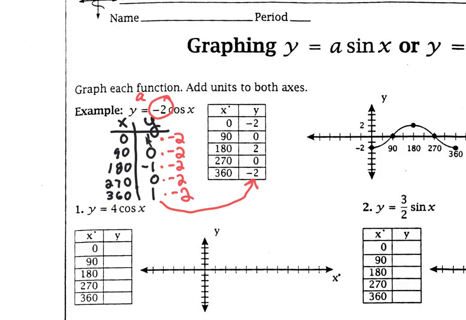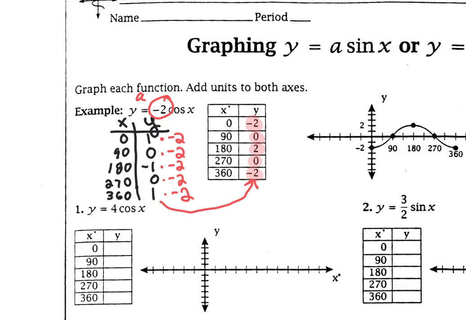So if I do 1 times negative 2, you see we get negative 2. If I do 0 times negative 2, you can see we get 0. If I do negative 1 times negative 2, the product of two negative numbers is a positive number. And then if I take some time to do 0 times negative 2, that's just 0 right there. And then 1 times negative 2 is negative 2, finishing out our t-chart.